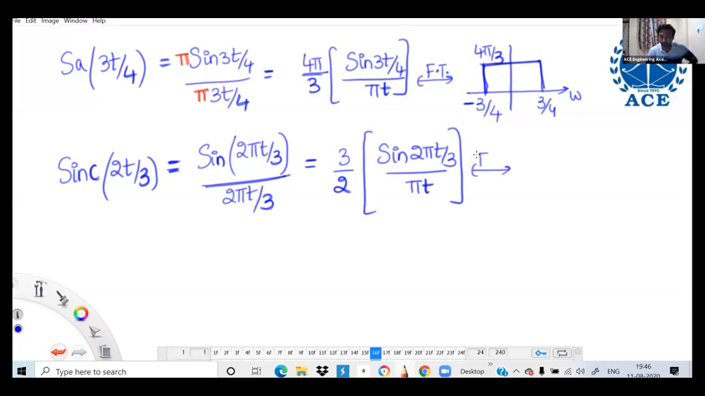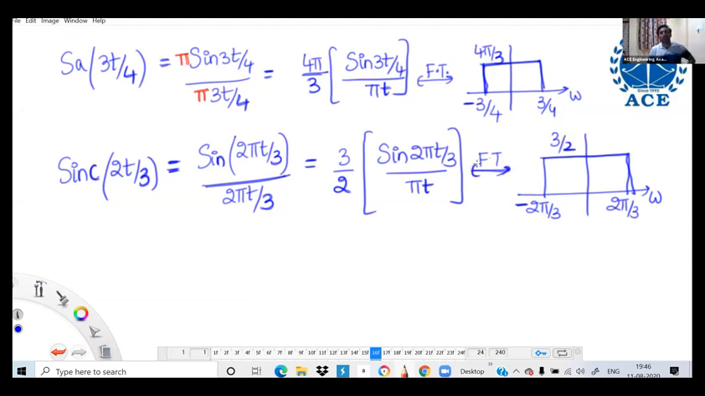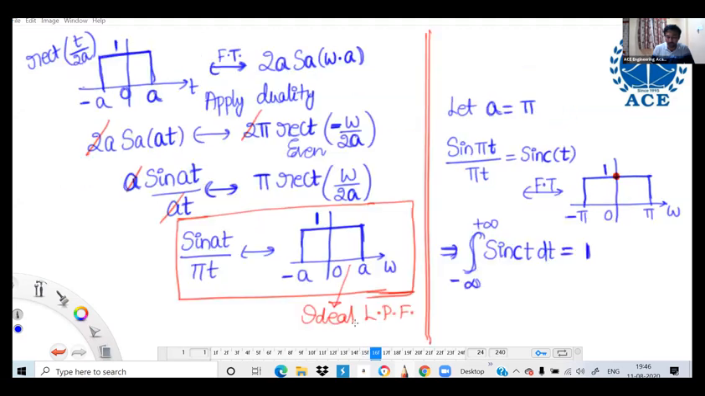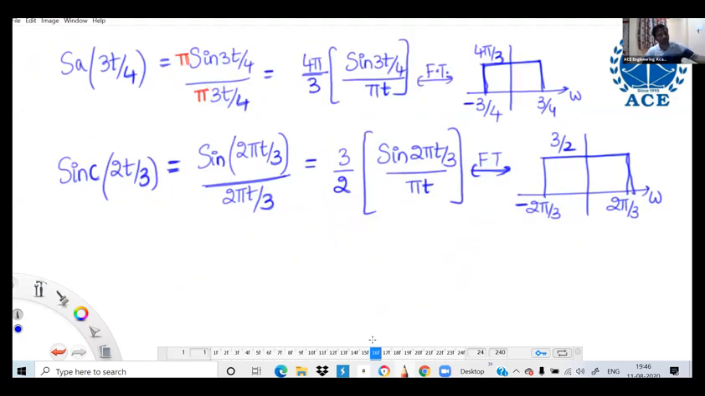So now what is the Fourier transform answer? Spectrum. It is a rectangle that covers from minus 2 pi by 3 to 2 pi by 3 with how much amplitude? 3 by 2. In a hurry, you may miss those amplitude levels. Be careful. Either that fellow will use the sap function or the sinc function. It must be converted to which form first? Sin At by pi t.